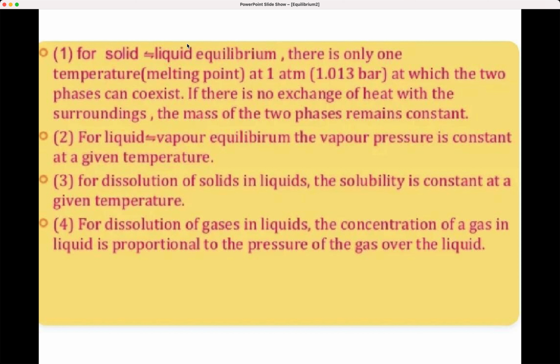And for solid-liquid equilibrium there is only one temperature, the melting point at 1 atmosphere, at which the two phases can coexist. So there is no exchange of heat with the surroundings. The mass of the two phases will also be constant. In the case of liquid-vapor equilibrium, vapor pressure is constant at a given temperature. For dissolution of solids in liquid, solubility is constant at a given temperature. For dissolution of gases in liquids, the concentration of gas in the liquid is proportional to the pressure of the gas over the liquid. So remember all these 4 points, which are very important.